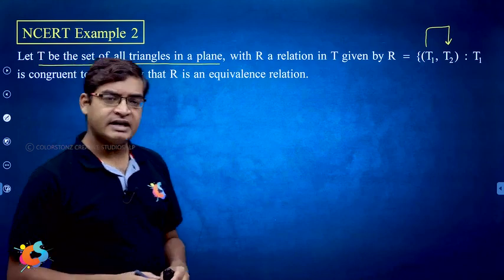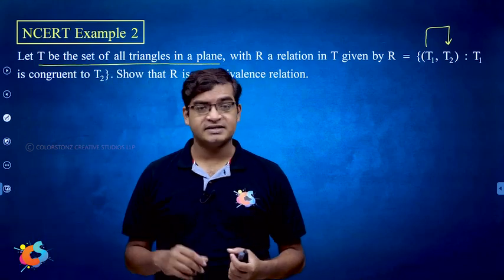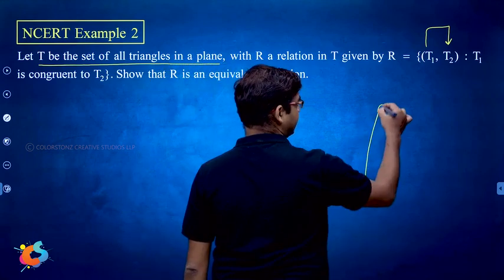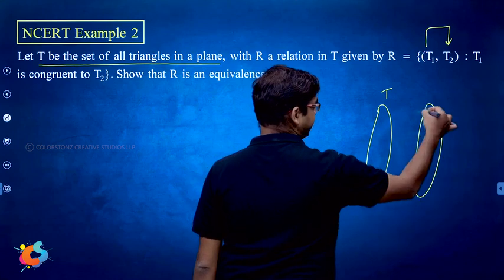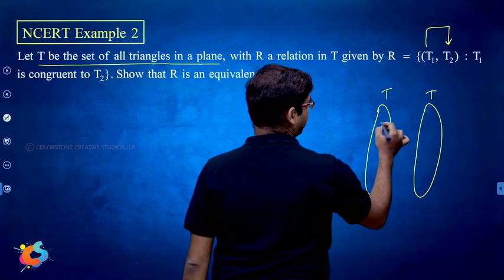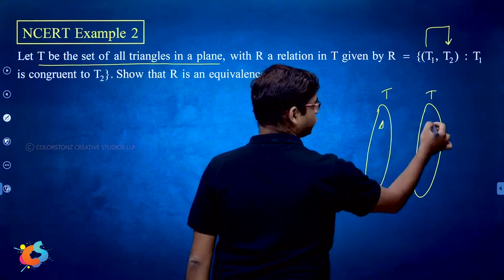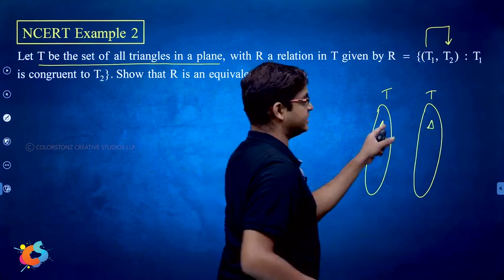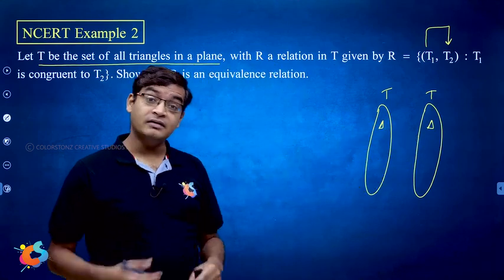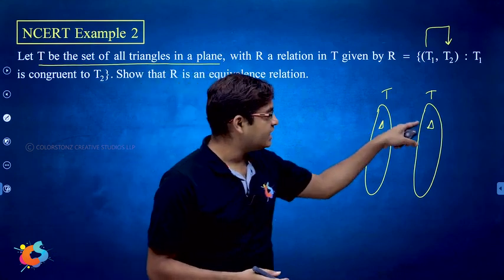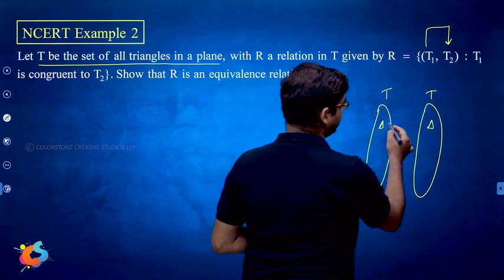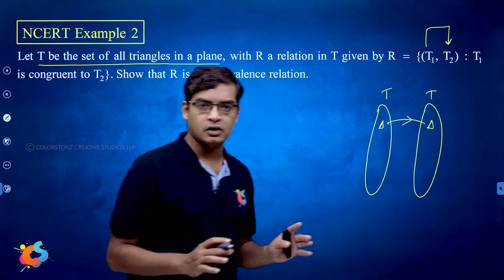No problem. First, let us start with reflexive. Is it reflexive or not? When will it be reflexive? It will be reflexive if every triangle in this set T is mapped to the same triangle. Let us say, for example, there is one triangle here. Can I map it to the same triangle? Of course, if this triangle is here, it will be here also because it is the same set. So what is the condition? The first triangle should be congruent to the second triangle. Is this triangle congruent to the same triangle? Is it true or not?